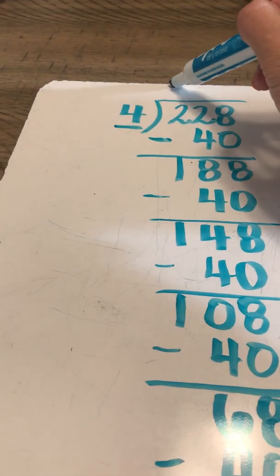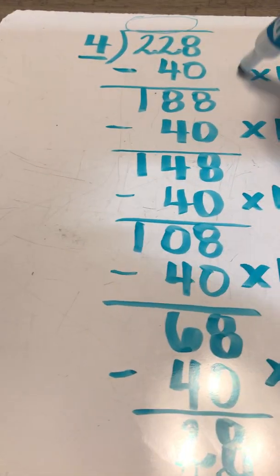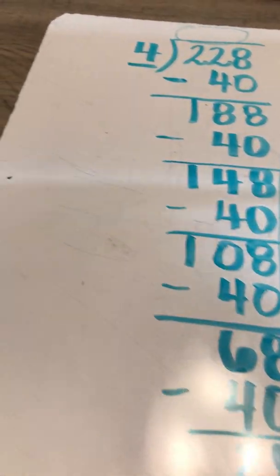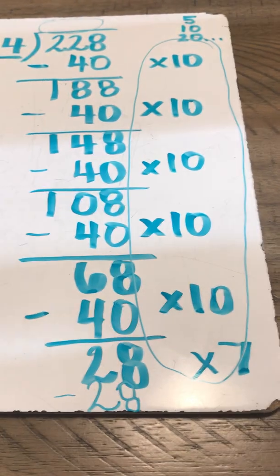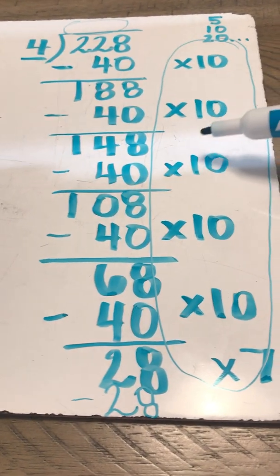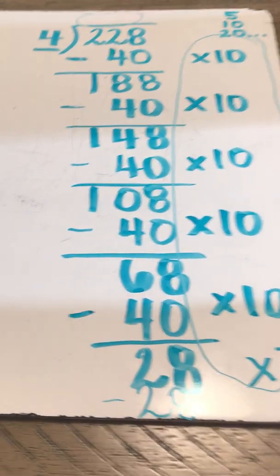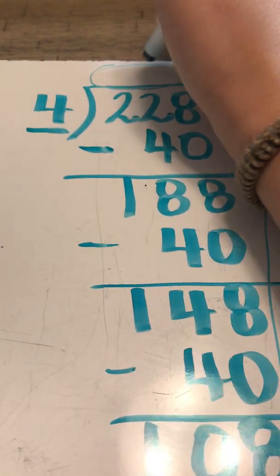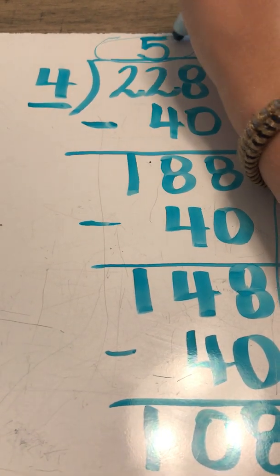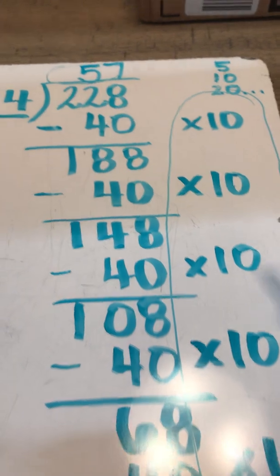Okay, well I'm not done. I still am looking for my quotient up here. So how I find my quotient, I add all of these together. This is where picking easier numbers comes in handy. So you've got 10, 20, 30, 40, 50, 7. So my quotient is going to be 57.